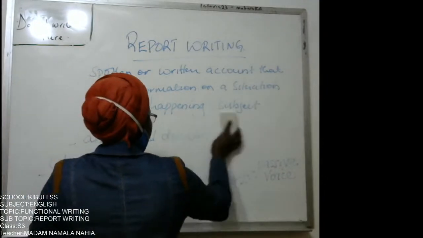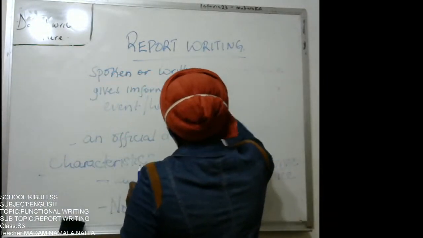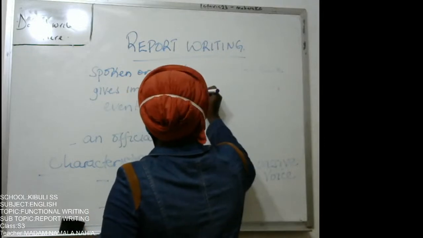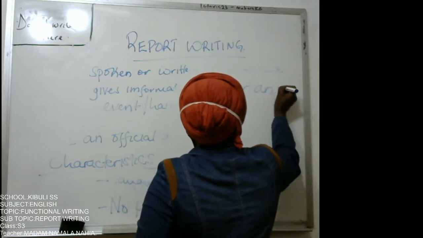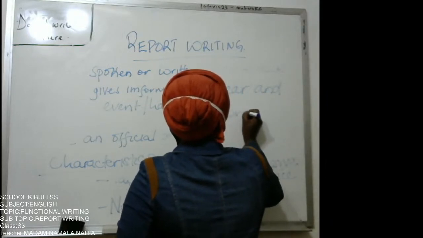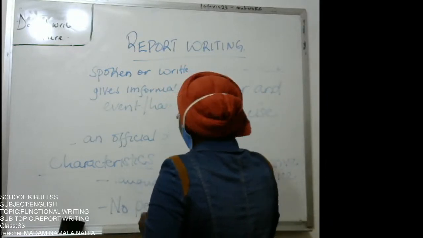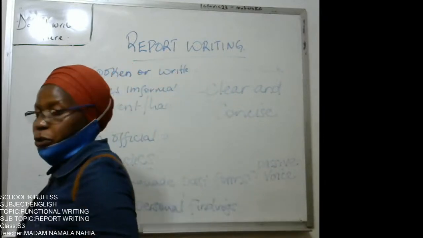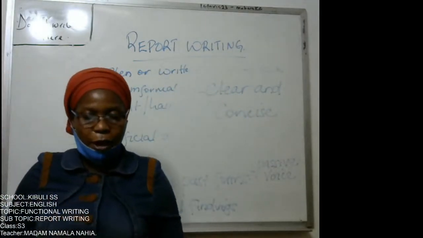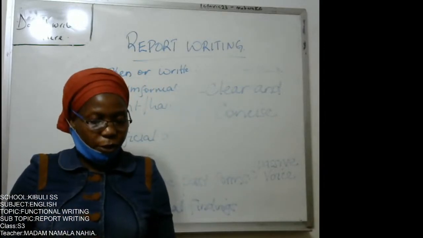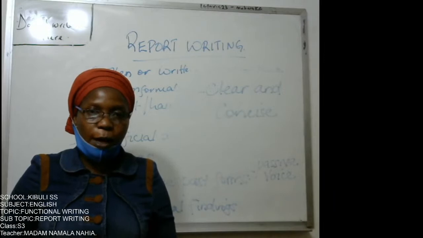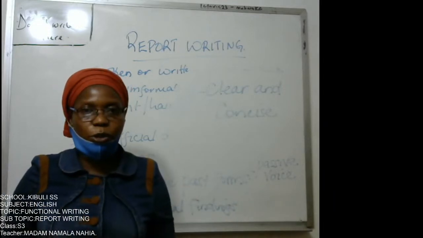So we also said a report should also be clear. When you look at characteristics, we are saying the report should be clear and concise. The report is meant to be clear and concise. Because you're reporting about something where people did not attend, you have to be very clear for them to understand and have a picture of what really took place wherever you were or whatever the situation was.